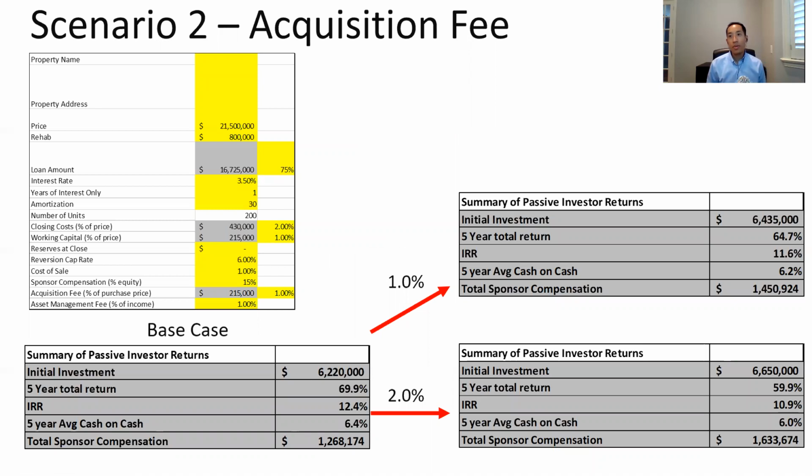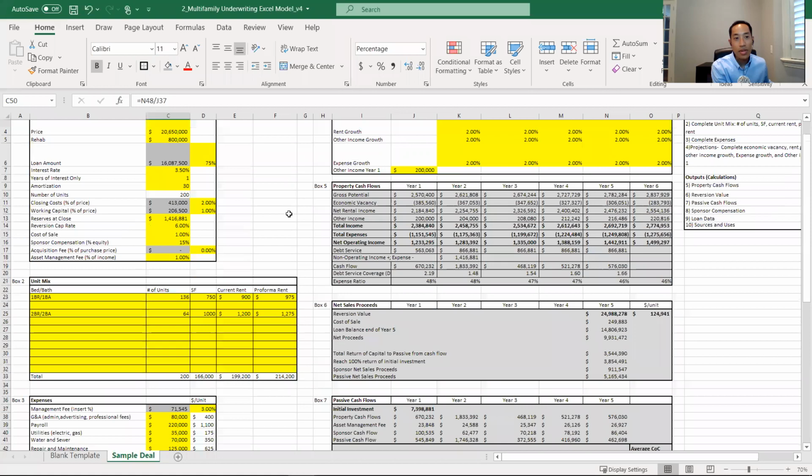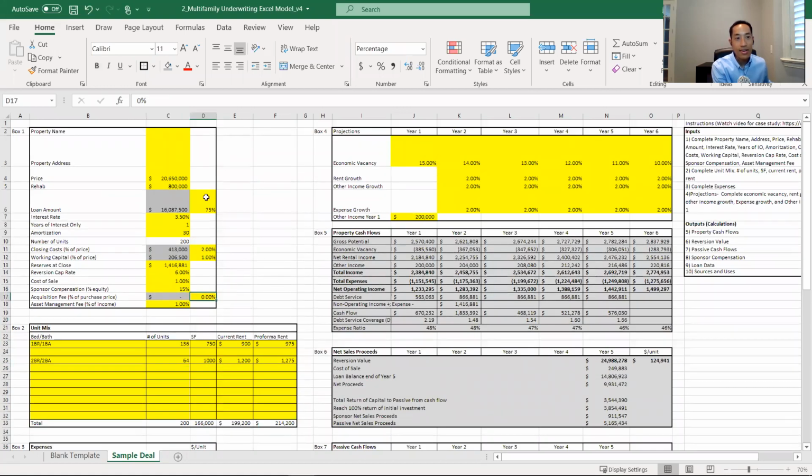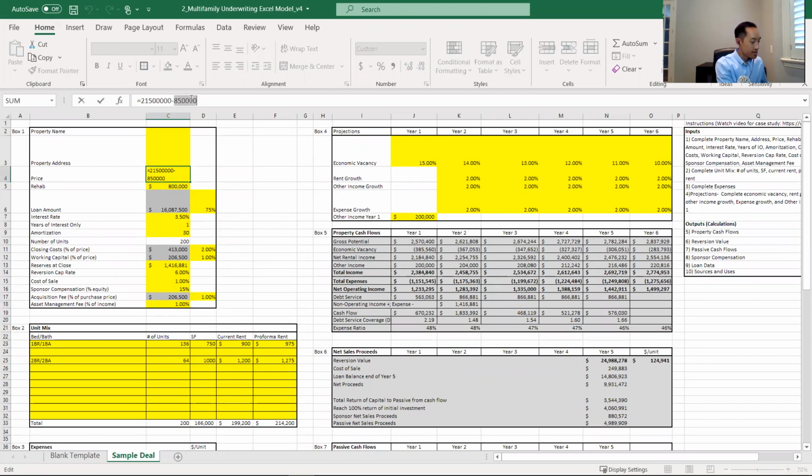Let's go over another scenario. A lot of people ask, look, I'm an experienced sponsor and I take an acquisition fee on these deals. So I wanted to build that in and give you a place to put that. I added it here in the inputs in box 1. You could put in a 1% acquisition fee. Let's go back and take this back to the original base case.